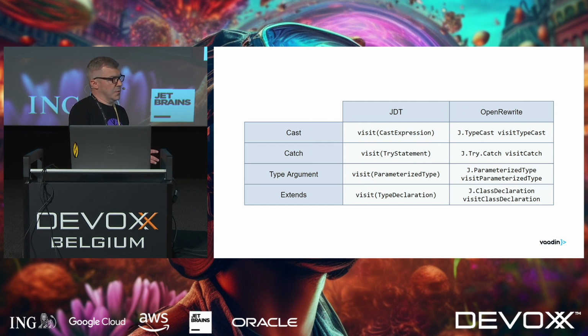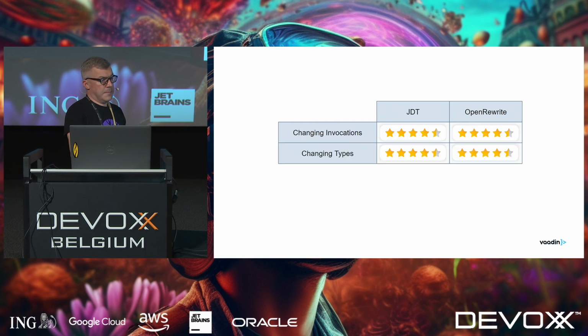But once again, JDT and OpenRewrite, they're both equivalent. I've got methods for all of these, so the names might change. Instead of cast expression, you might have type cast, or instead of try statement, you might have try.catch. But it's possible to visit all these different node types using both of these tools. So just comparing them for the suitability of changing invocations and changing types, I think JDT and OpenRewrite are fully suitable. I think they both have some sharp edges here and there.